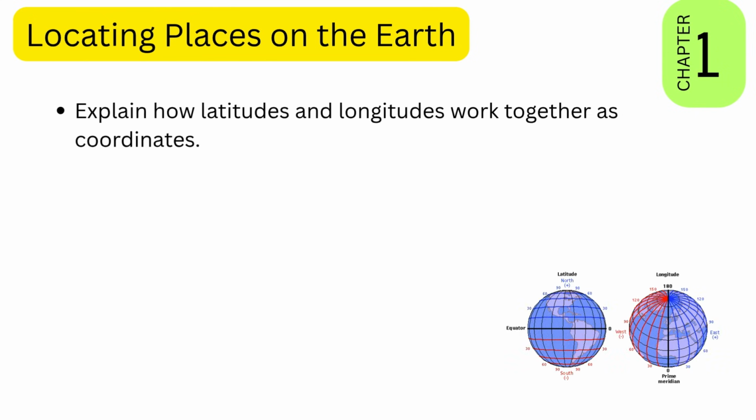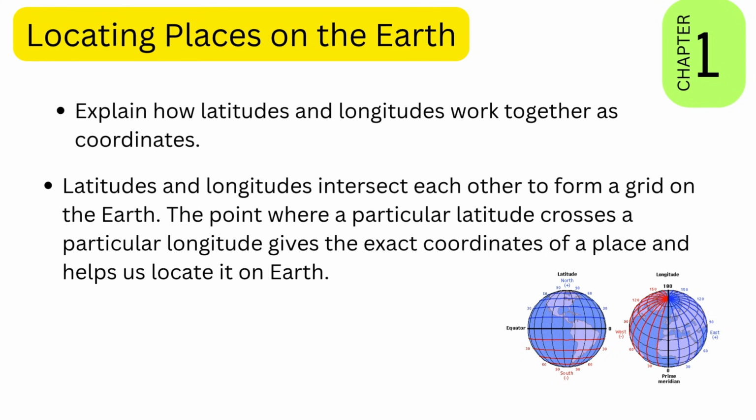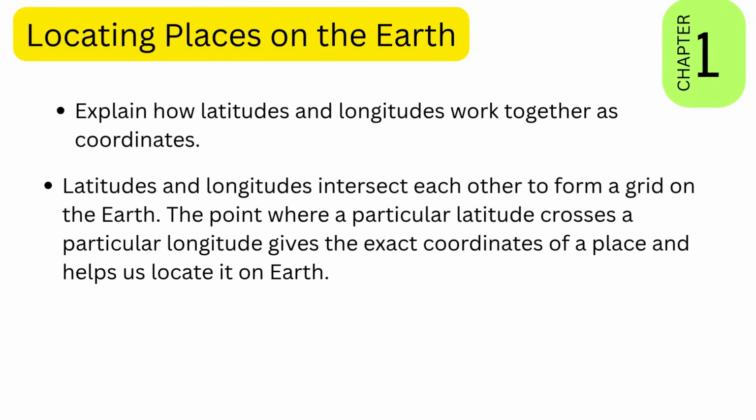Explain how latitudes and longitudes work together as coordinates. Latitudes and longitudes intersect each other to form a grid on the earth. The point where a particular latitude crosses a particular longitude gives the exact coordinates of a place and helps us locate it on earth.